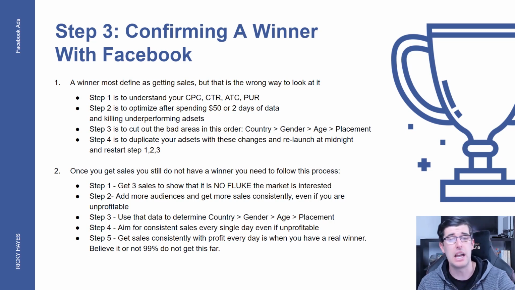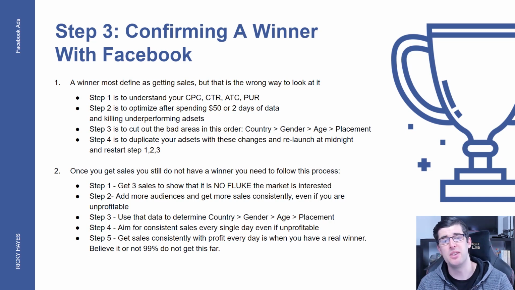Step number 4 is to aim for consistent sales. Okay, so consistent sales, I try and aim at least 3 a day. Again, 1 is a fluke, 2 is okay, 3 is something's working. So you're trying to get 3 sales a day because then you know your offer is consistently working. And again, you still may be unprofitable at this point as well.